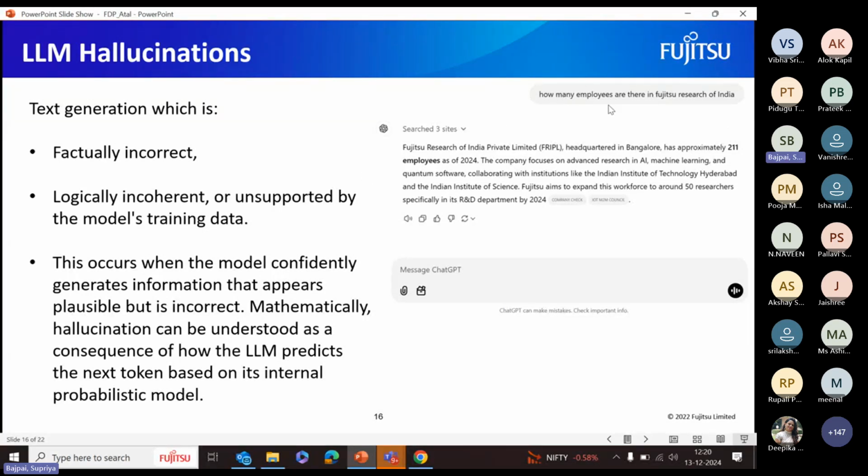GPT. I asked the question, how many employees are there in Fujitsu Research of India? It said this FRIPL is headquartered in Bangalore, approximately 211 employees as of 2024, and something about AI and machine learning. But this information is not correct. Fujitsu does not have this few employees, it has more.